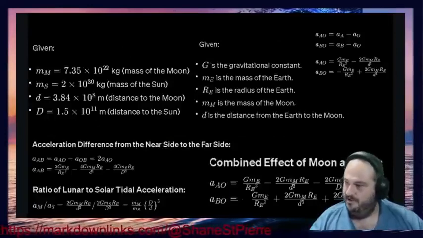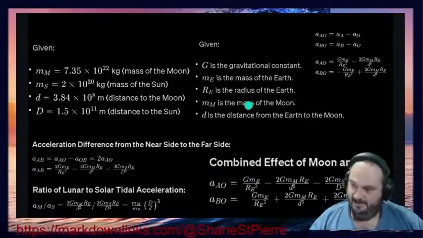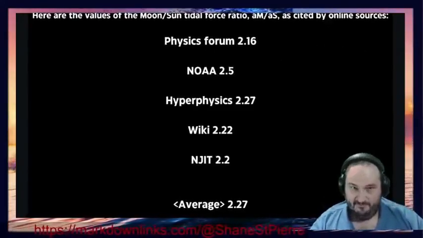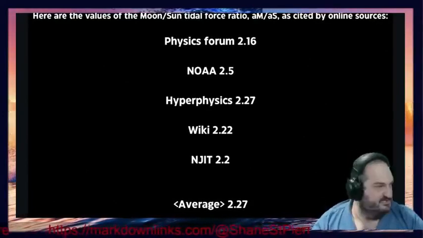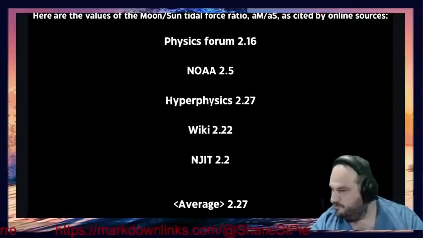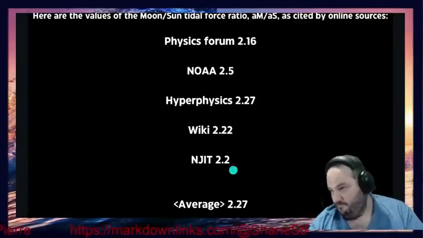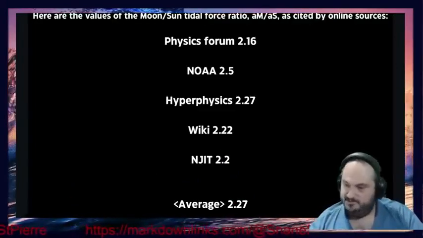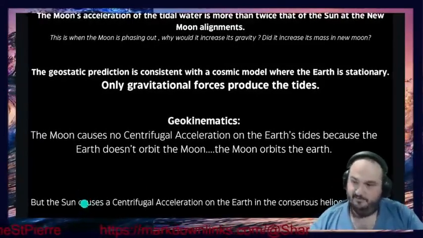Here we just have the math. There's a summary tide here, just rounding it up. Those are the variables, the constants, the things we had before. And, of course, from the other values already determined of the lunar acceleration, we have the physics form at 2.16, NOAA 2.15, Hyperphysics 2.27, Wiki had it at 2.22, and essentially it was average at 2.27. So this was just a double check to make sure we were in the ballpark, and we absolutely were. It was absolutely on point.